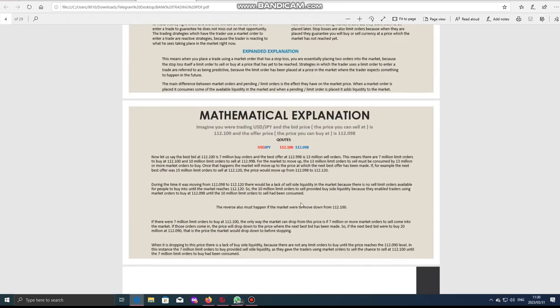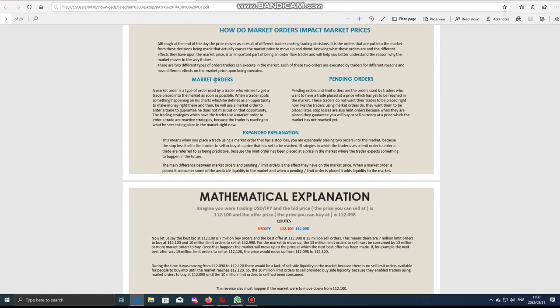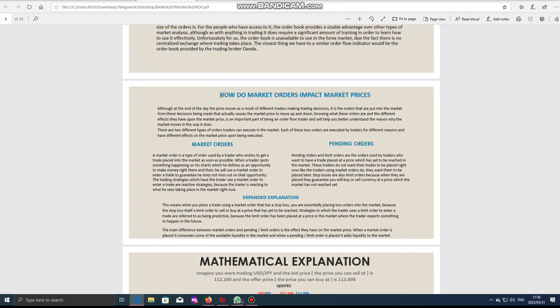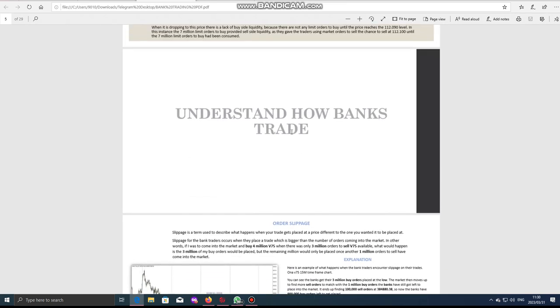So remember, you must understand the first thing, it starts here. What is order flow? You must know what order flow is. You can go through it, and then you must understand how market orders impact our market prices. Number two, understand the types of market orders. I know most of you understand this part. Then from there, let's go further.